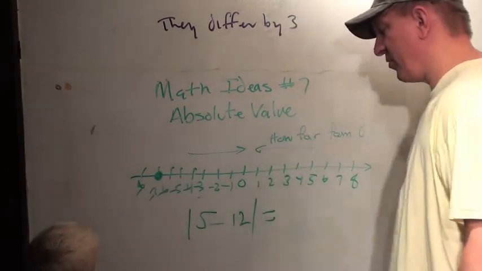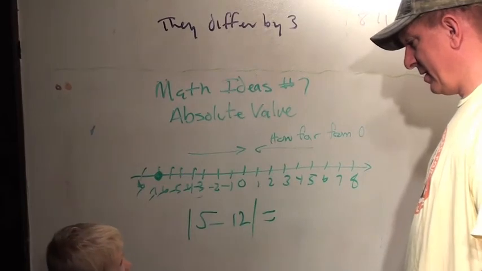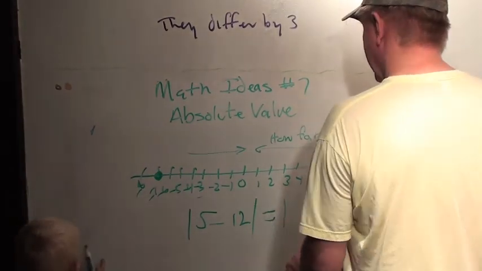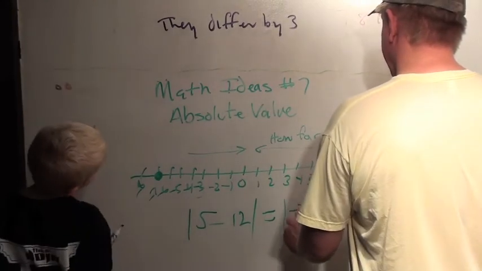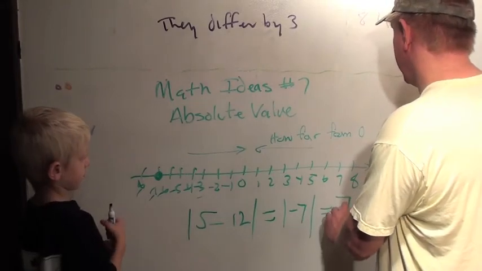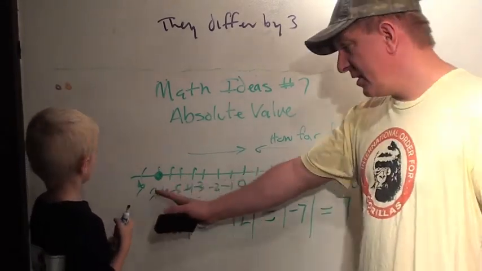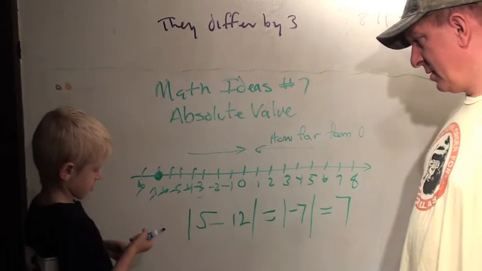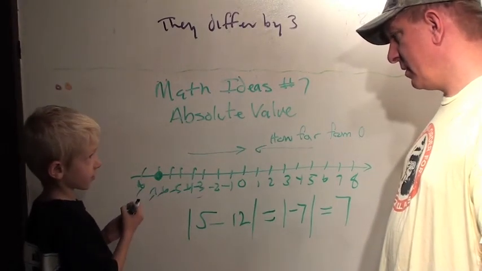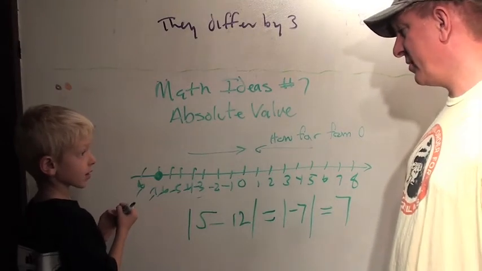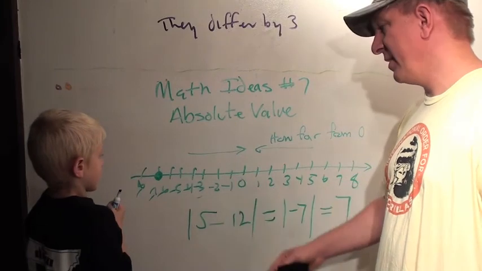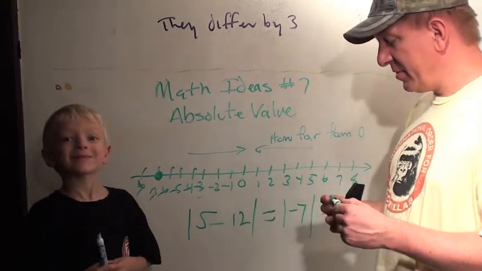So 5 minus 12 is what? Minus 7. So the absolute value of 5 minus 12 is the absolute value of minus 7, which is just 7. And why is the absolute value of minus 7 equal to 7? You don't have to gather 7 items. You have to go 7 steps to get to 0. 1, 2, 3, 4, 5, 6, 7. Okay. So now do you know what absolute value means?